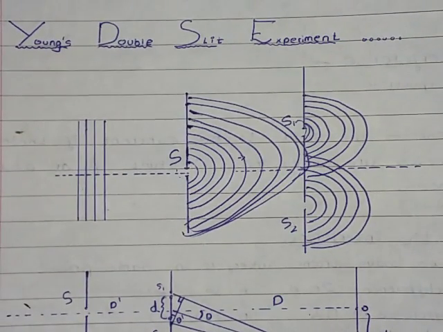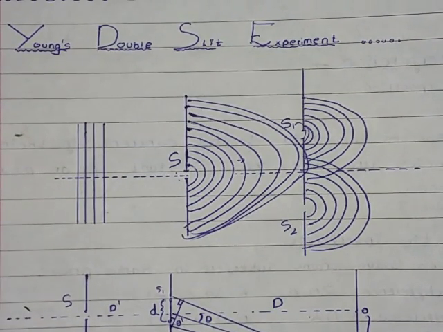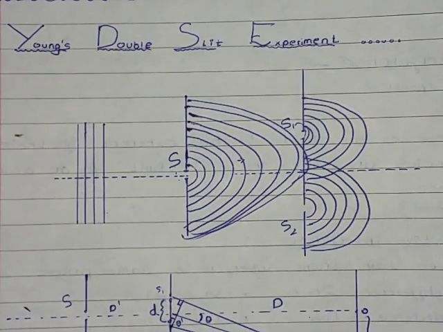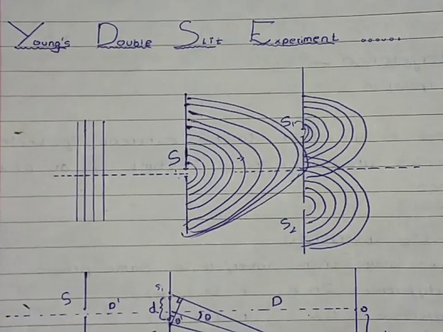Welcome back to Sciencing Around, and now we are seeing part 2 of wave optics. Last time we did the basics, and now let's do the main thing, that is Young's double slit experiment.